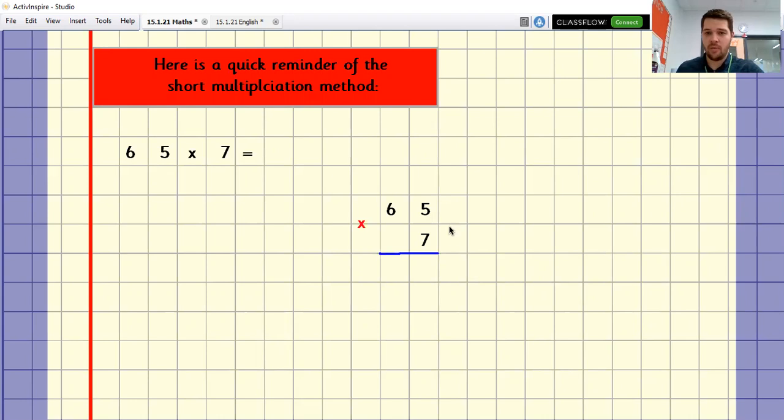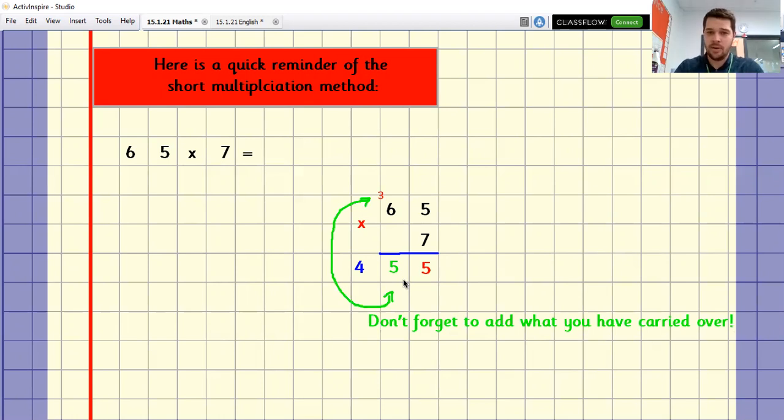Our 6 tens, our 5 ones, multiplied by our 7 ones. So first step, 5 times 7. That equals 35. So I've got 5 ones and 3 tens, which I'm going to carry over to my tens column here. Next step, I need to do 6 times 7 and then add on any tens that I have. So 6 times 7 is 42, but that's not the final answer because I need to remember to add on what I carried over. So 42 plus 3 is 45. So 65 lots of 7 is equal to 455.